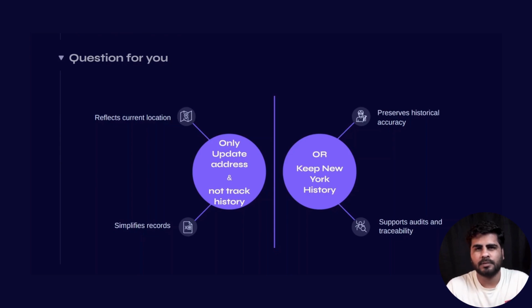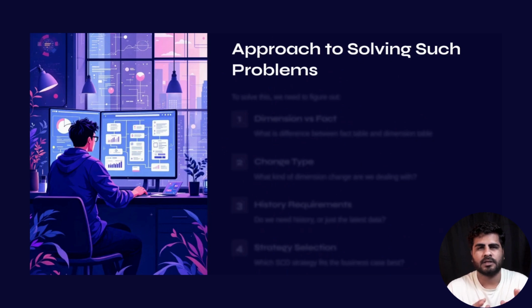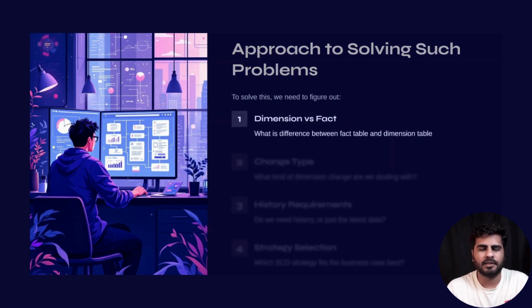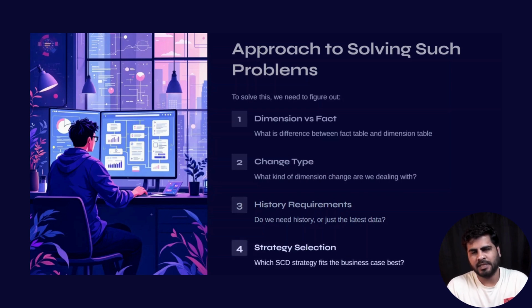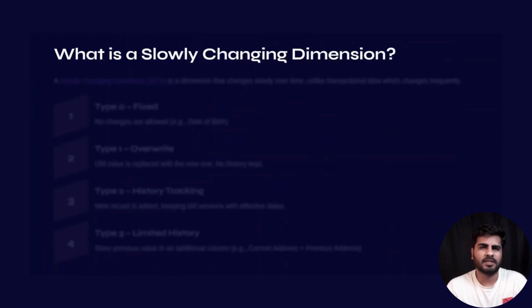To solve such problems, we need to understand what is the difference between a fact table and a dimension table. What kind of dimension data are we dealing with? Should we keep the historical record or only the latest record? What SCD strategy best fits the business case? Well, to answer all these questions, let's understand what is an SCD or a slowly changing dimension.